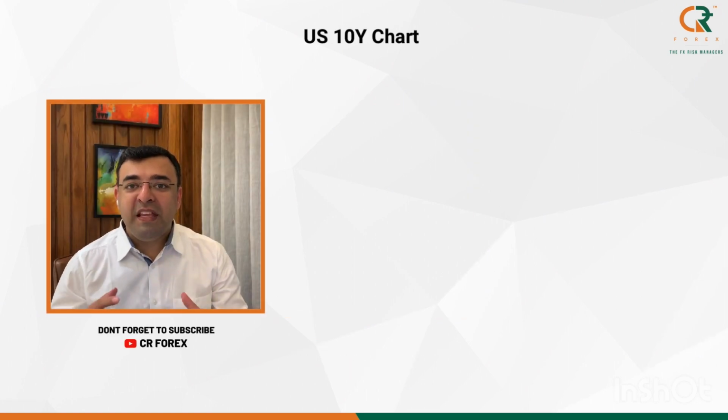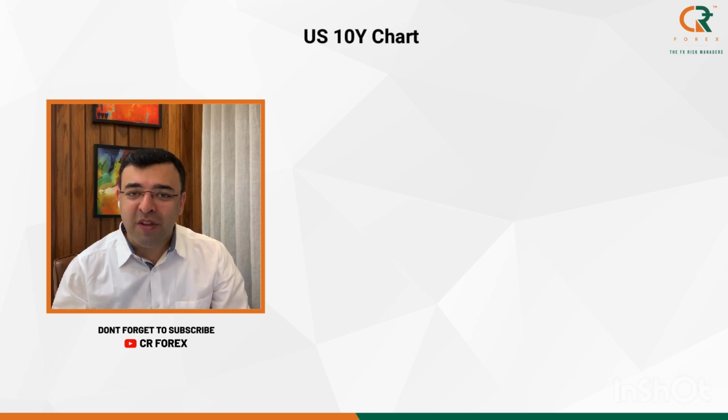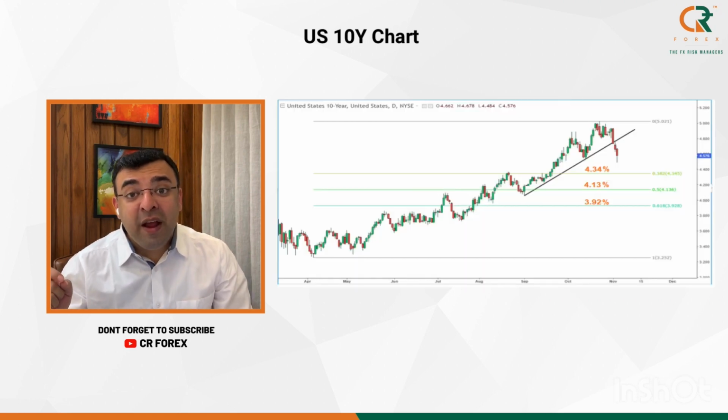They say every chart tells you some kind of a story. So in today's presentation we are going to discuss some charts. Let me start with the 10-year US Treasury yield chart. If you see, it is giving us an indication that the 10-year US yield has made a top near 5% and gradually it is going to come down.